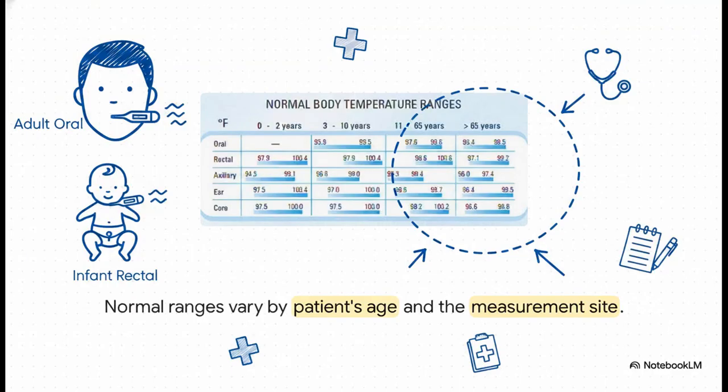We all grew up hearing that 98.6 is the normal temperature, right? Well, I want you to kind of throw that idea out the window. It's just an average. The reality is a normal temperature is actually a range, and that range changes depending on the person's age and, really importantly, where you take the temperature. That's why you always have to document the site you used. It's just as important as the number itself.